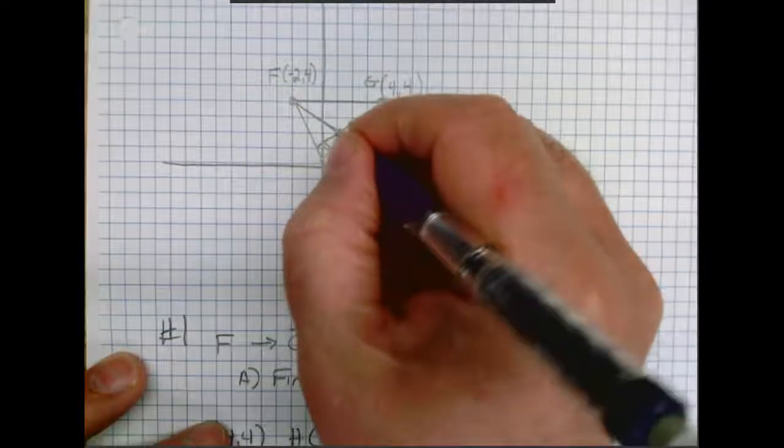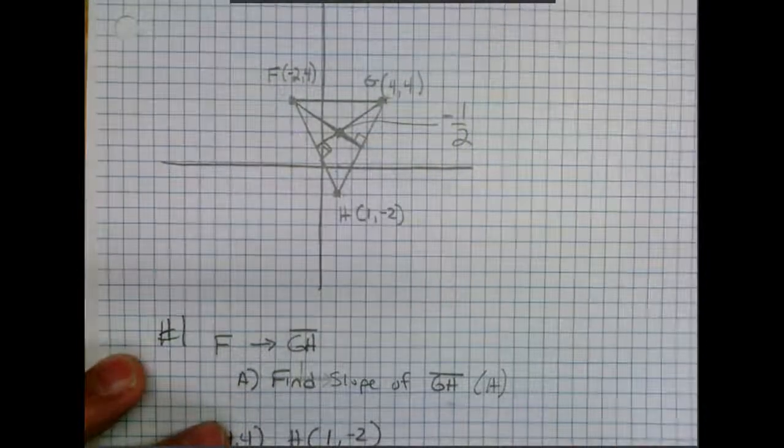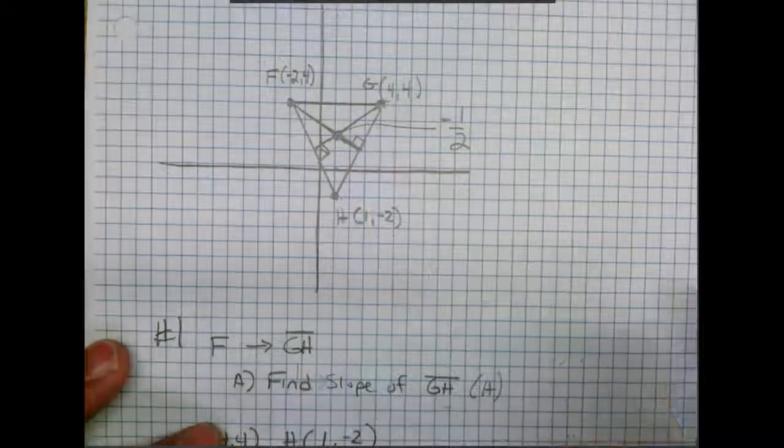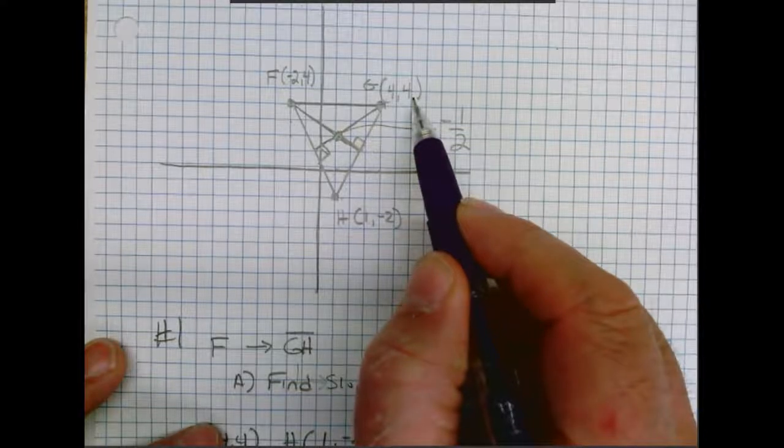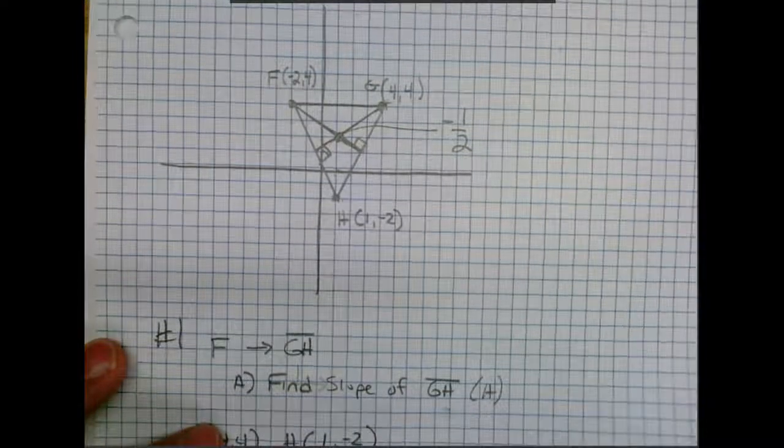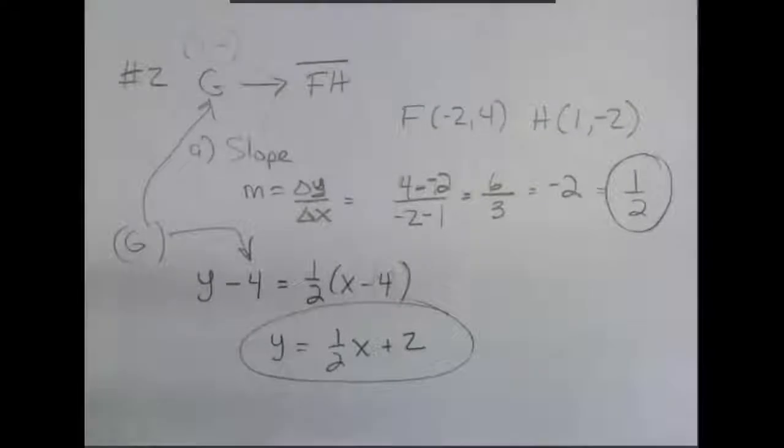We're looking for this point, right? Okay. So that's what to keep in mind. G is (4, 4), and there's our F and the H. So first thing we're going to do is we're going to find the slope of FH.